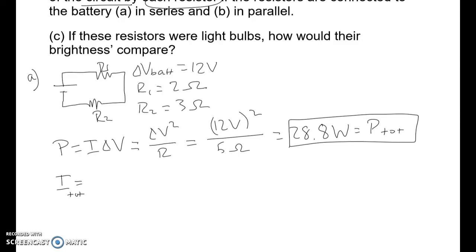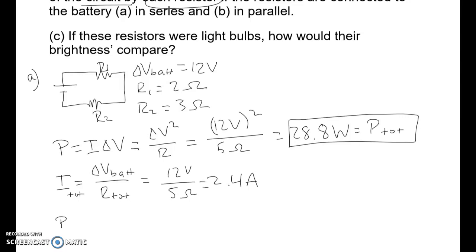So let's say the I total is going to be the voltage provided by the battery divided by R total. It's going to be our 12 volts divided by our 5 ohms, giving us a current of 2.4 amps. And that's throughout our whole circuit because we don't have any wires splitting into other wires. That current is the same throughout the entire circuit, so it's through each resistor as well.